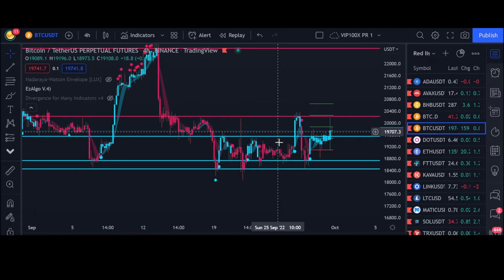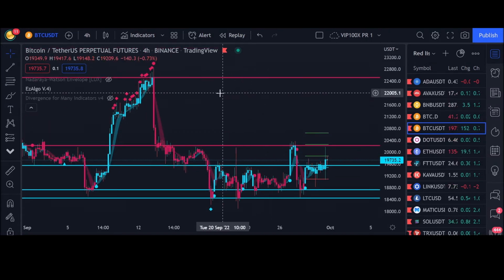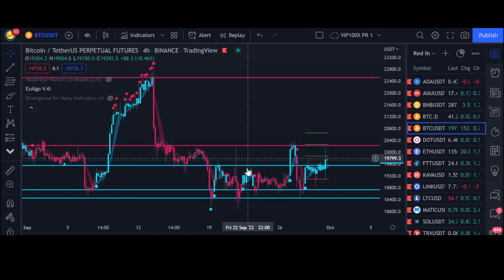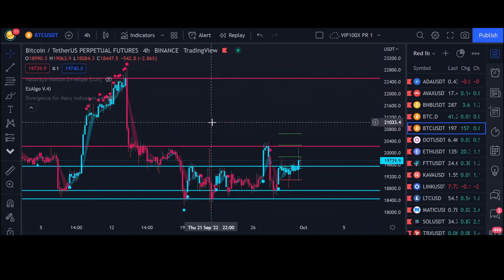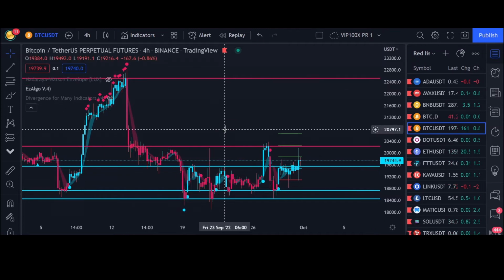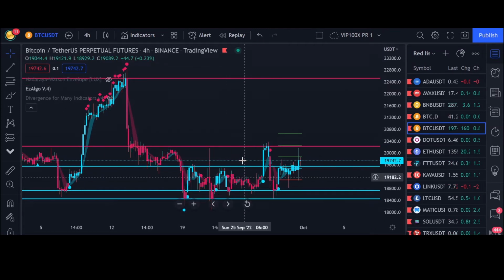The main thing about this indicator are the automatic support and resistance lines. Personally, I prefer to do it manually, and this is a confirmation tool for support and resistances.